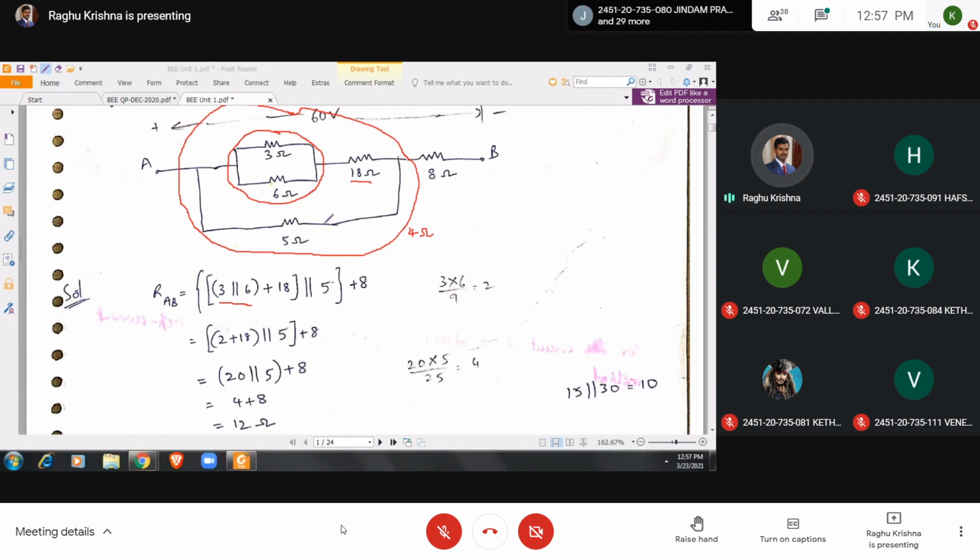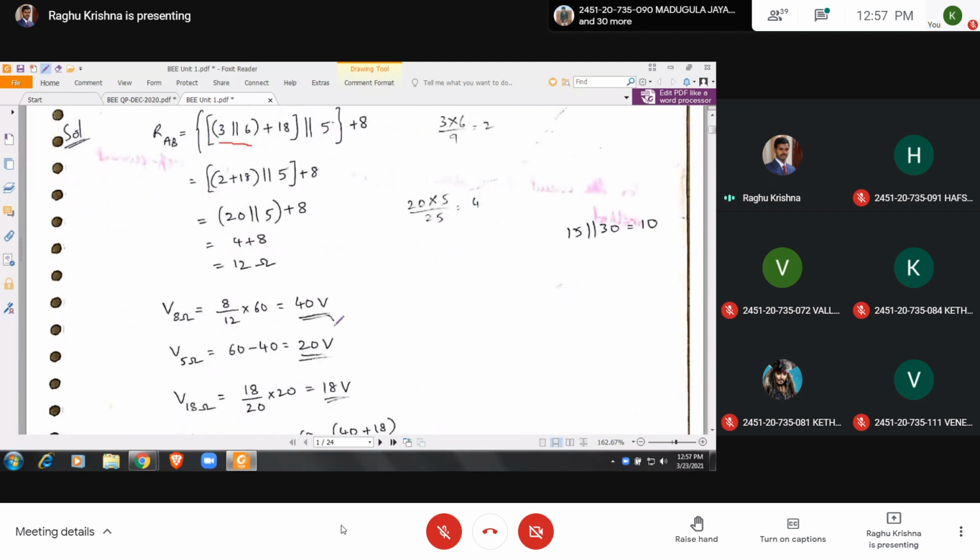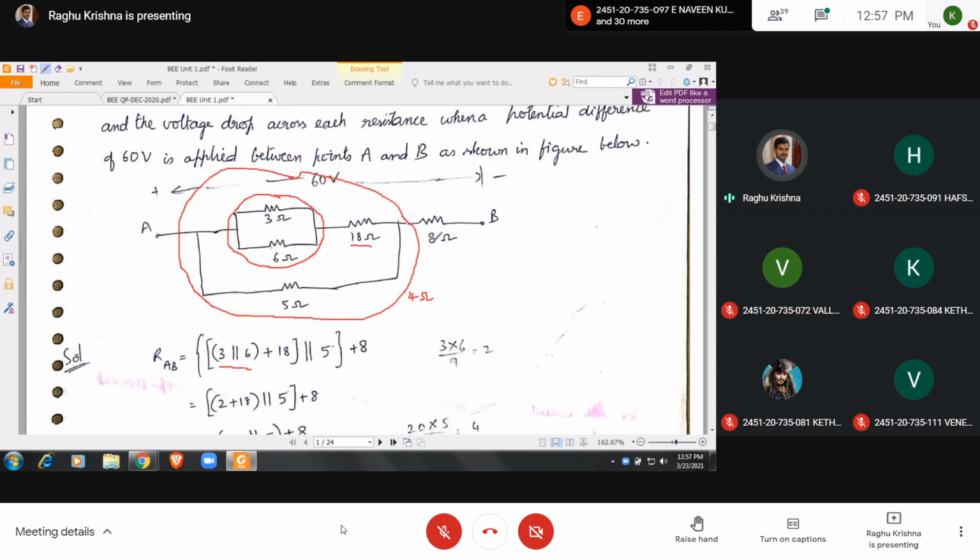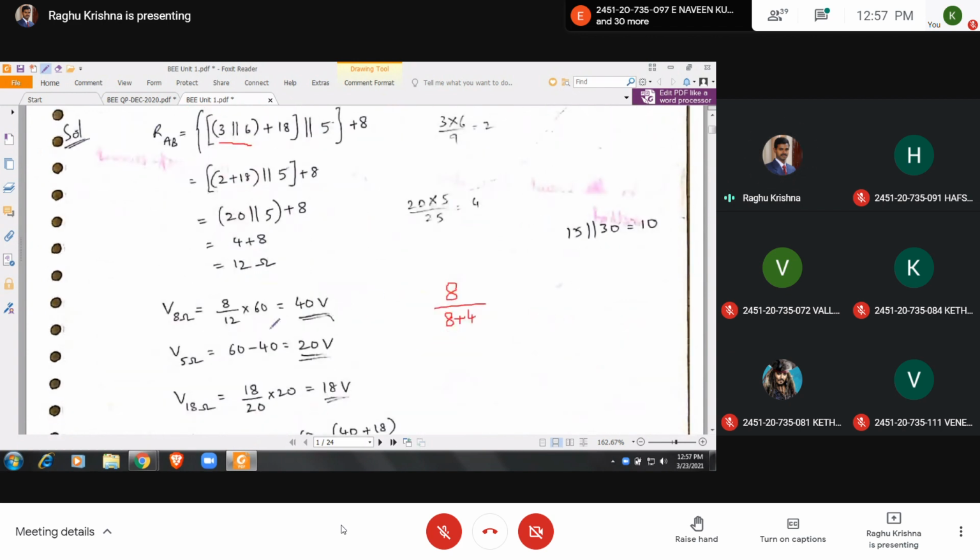So here the total voltage across A and B is 60. So use the voltage division rule. So 8 by 8 plus 4. So how you got 8 by 12 means 8 by 8 plus 4, into 60. So 40 volts. So voltage across 8 ohms is 40 volts.